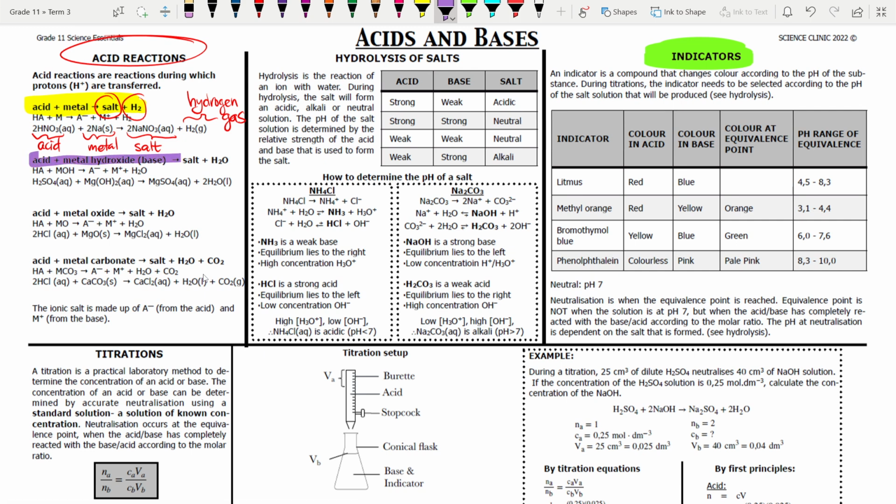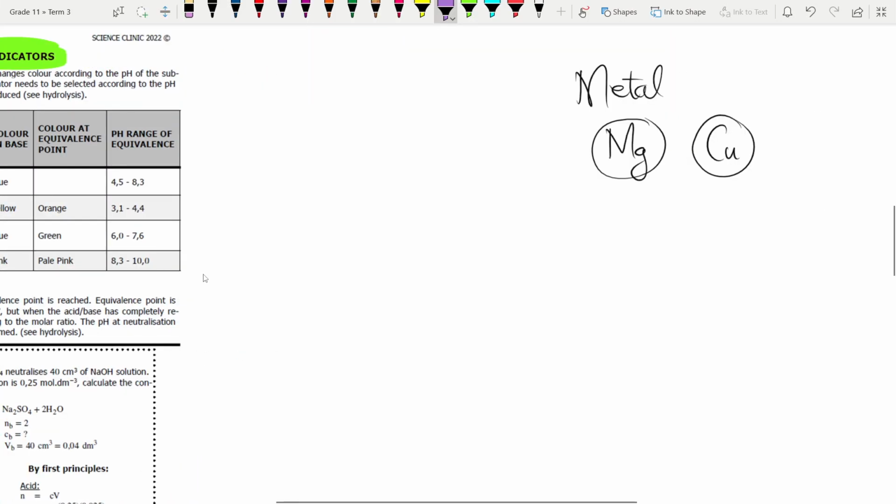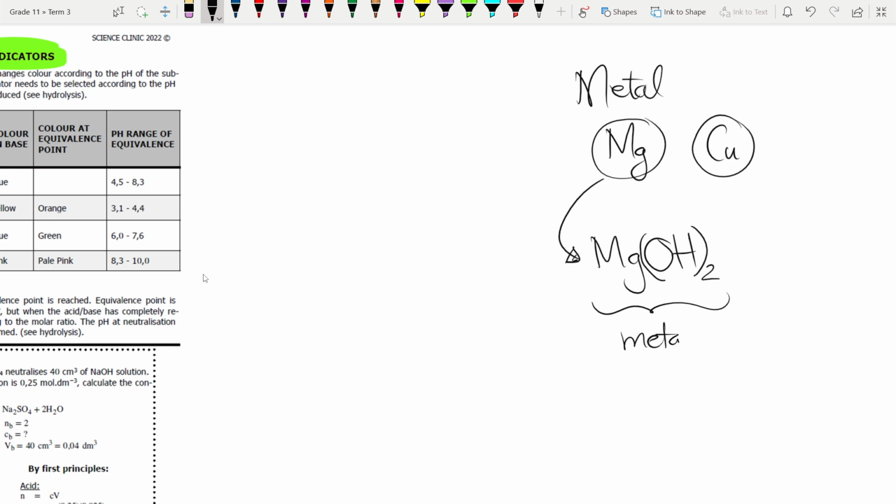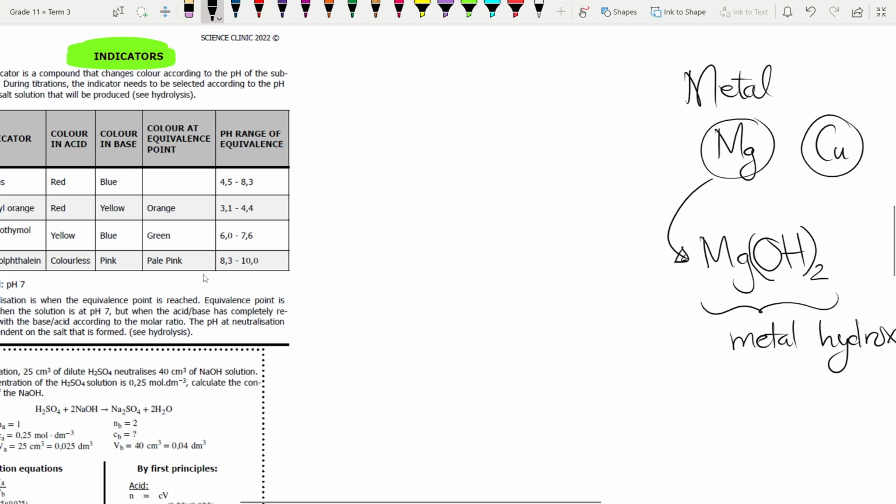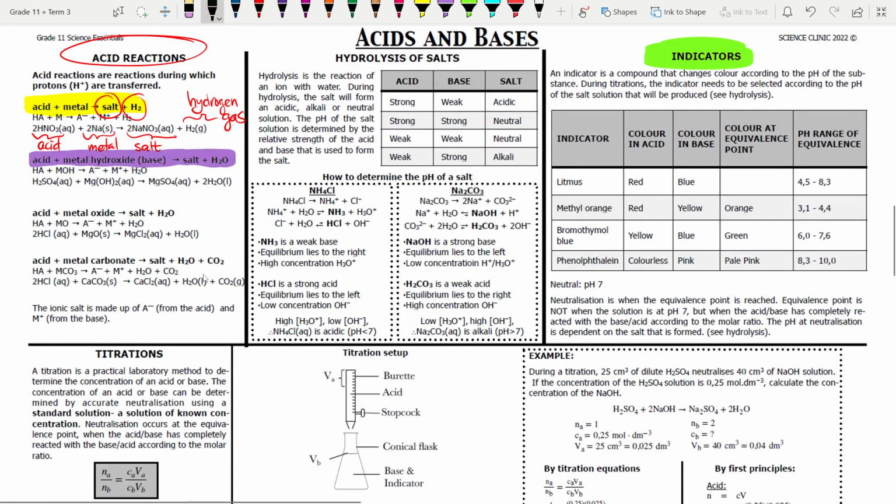Let's go to the next one. I'll highlight this in purple. If we have an acid with a metal hydroxide, the question is, what is a metal hydroxide? A metal hydroxide is taking this metal and then putting hydroxide on it. It's going to look like that. So that is a metal hydroxide. What is the product if I take that kind of reactant and react it with acid? It's going to be salt and water.